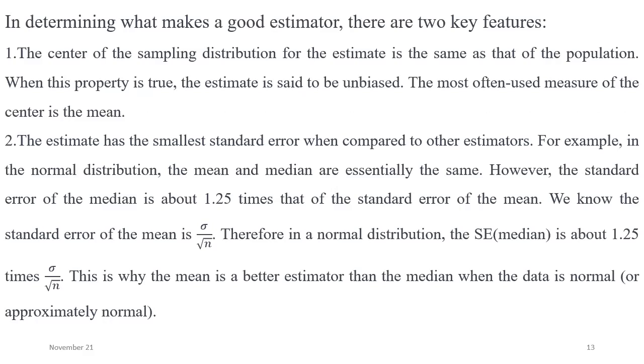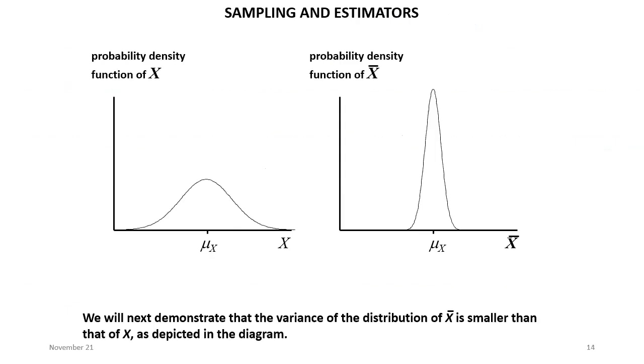Then we have to find the procedure. If we want to determine and make a good estimator, there are two key features. First, the center of the sampling distribution of the estimate is the same as that of the population. And second, the estimate has the smallest standard error when compared to other estimators. An example is given to make the concept clearer.